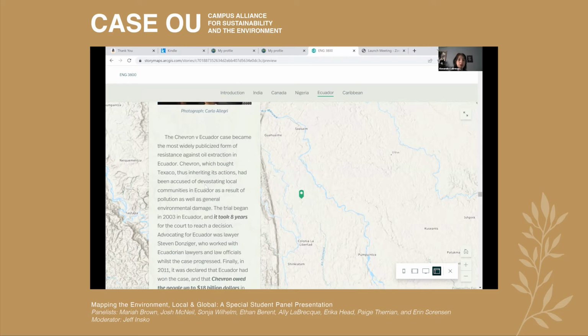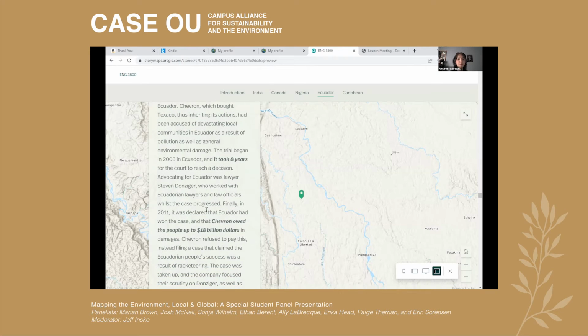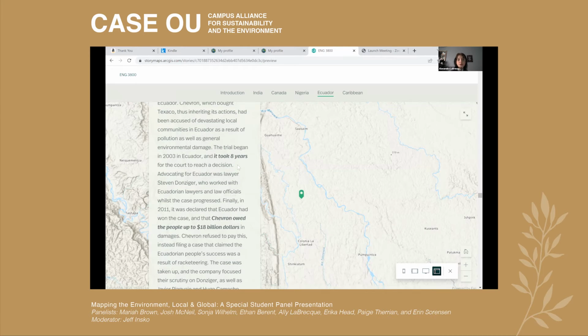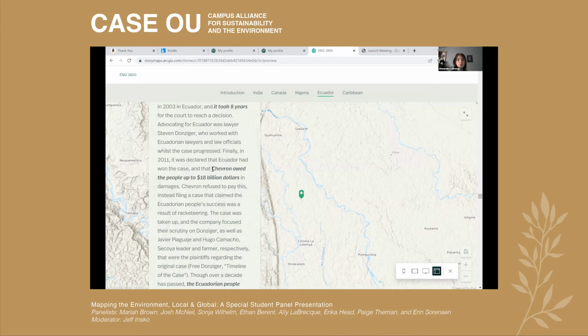So the Chevron in Ecuador case became one of the most widely publicized forms of resistance against oil extraction in Ecuador. Chevron, which bought Texaco and inherited its actions, was the one facing them in the court. And so the trial began in 2003 in Ecuador, though they originally wanted it to take place in America for extra exposure. It took 8 years for a court to reach the decision, and Stephen Donziger was the lawyer who worked with these people on this case.